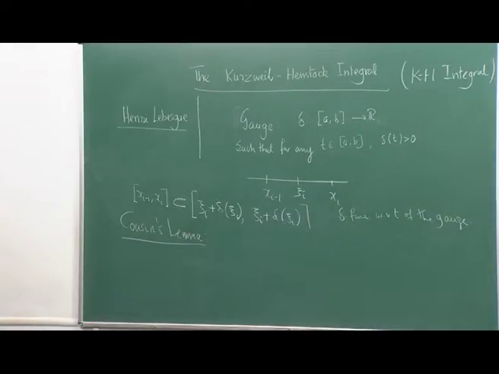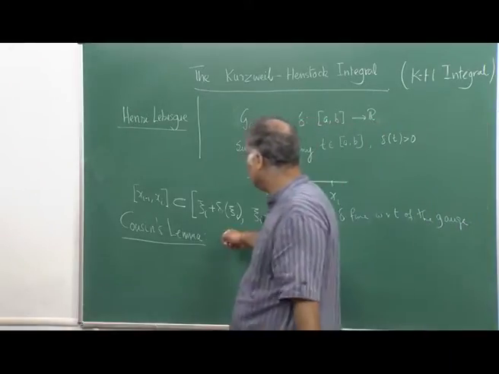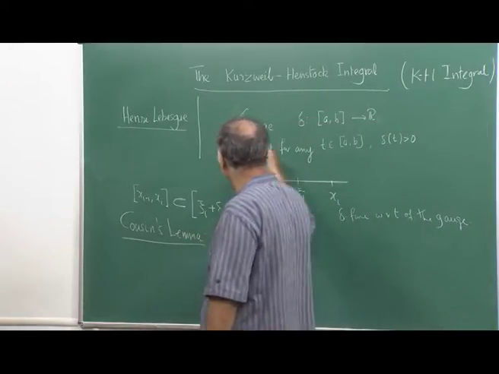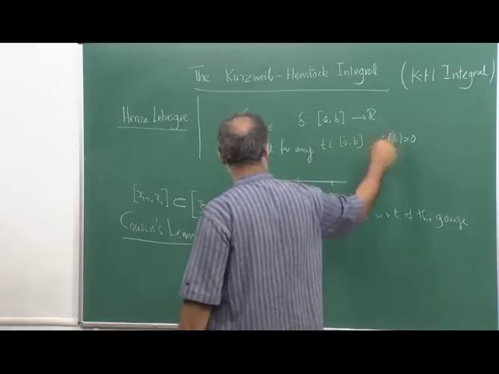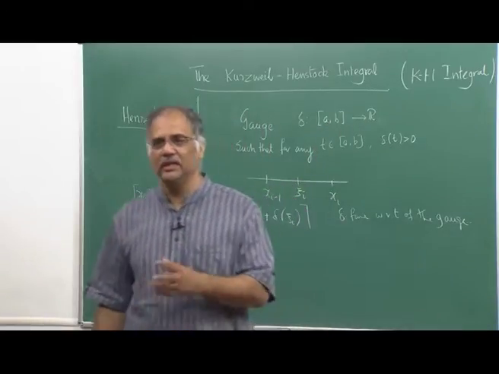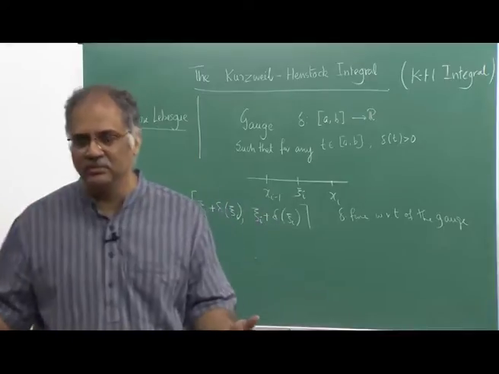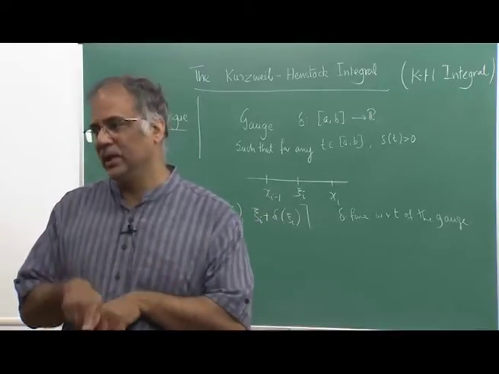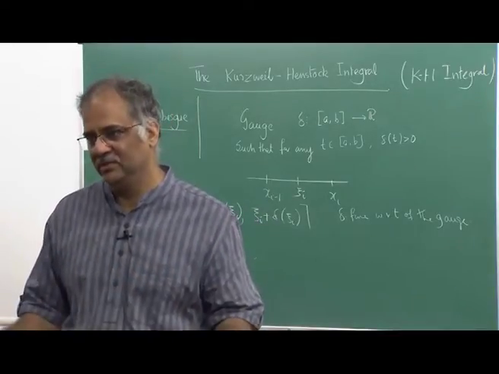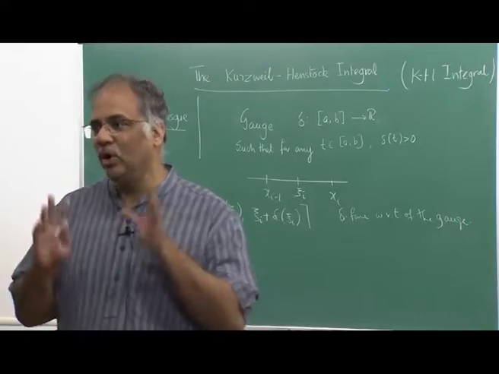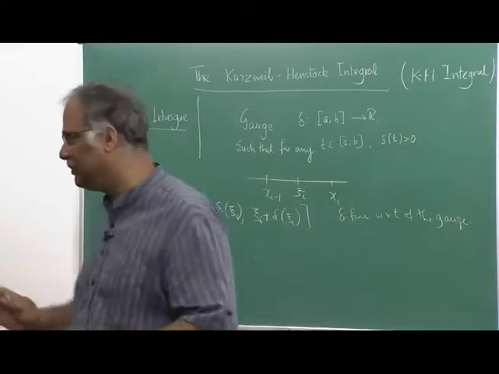So, now Cousin's lemma said that if I define a function delta on the interval AB, delta is a function from AB to R plus plus actually, which satisfies this, then there is a partition I of AB which is delta fine. There will always exist a partition I which is delta fine.